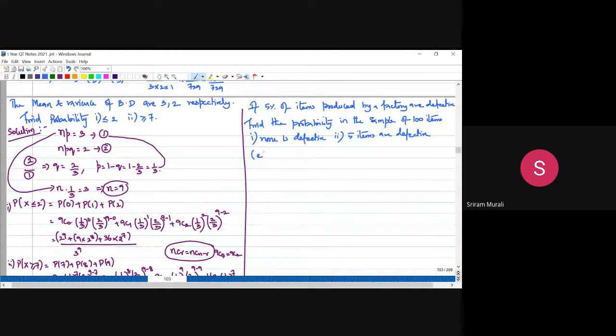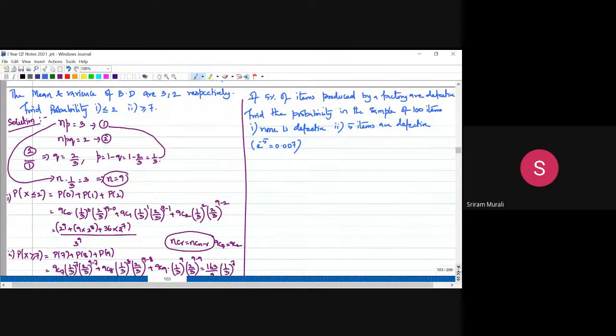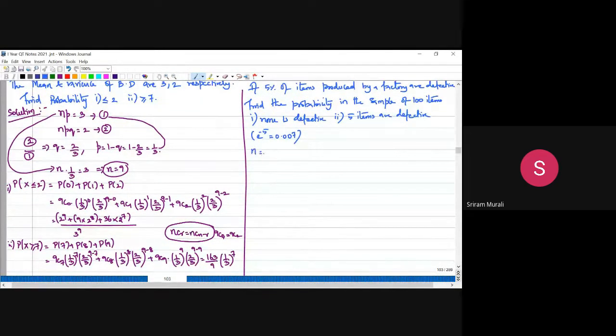How do we know this is Poisson? N is very large, N is 100. The probability of getting a defective item is very negligible, 5 by 100, 5 out of 100 is defective. It is very small. So the parameter of the Poisson, the mean m, is n into p, 100 into 5 by 100, which is equal to 5. That is why this 5 is given.